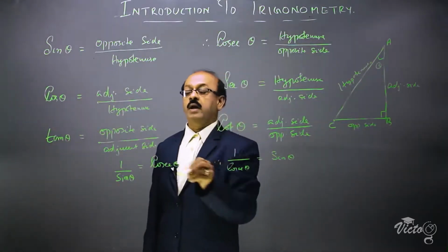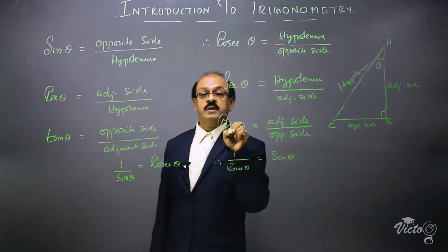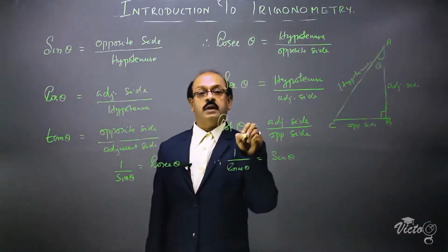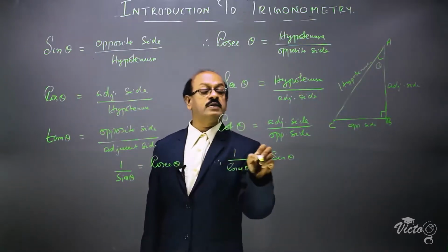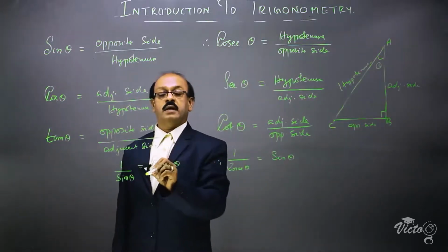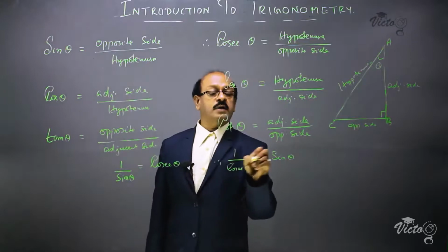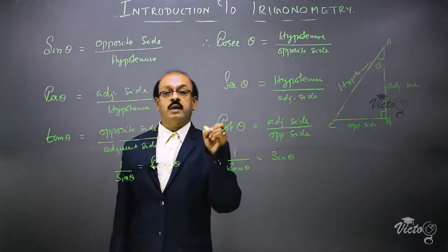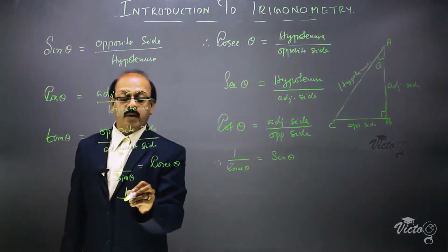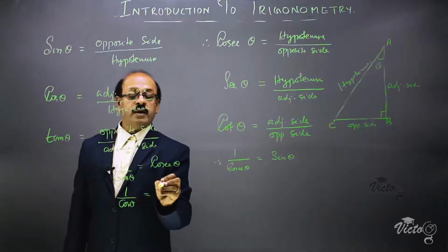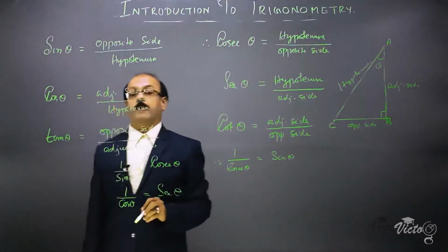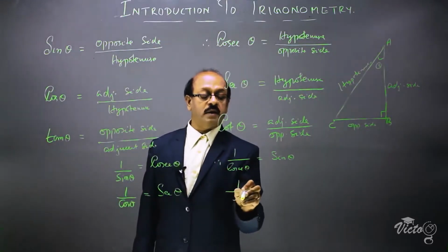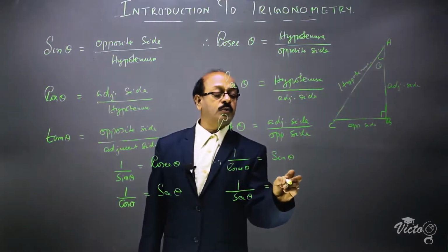In the same way, if the reciprocal of sin theta can be expressed as 1 by sin theta, which is equal to cosec theta, then the reciprocal of cosec theta can be expressed as 1 by cosec theta, which is equal to sin theta. Next, cos theta. The reciprocal of cos theta can be expressed as 1 by cos theta. 1 by cos theta is equal to sec theta. Therefore, the reciprocal of sec theta can be expressed as 1 by sec theta, and 1 by sec theta is equal to cos theta.